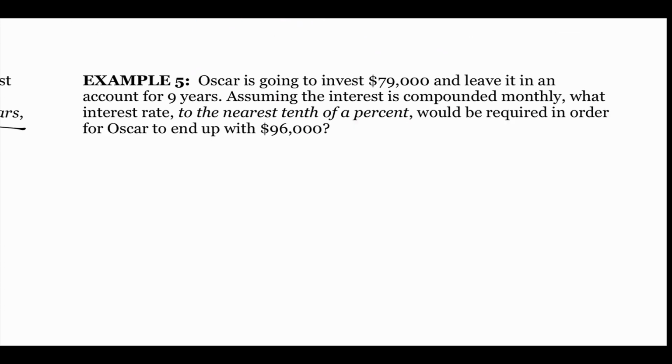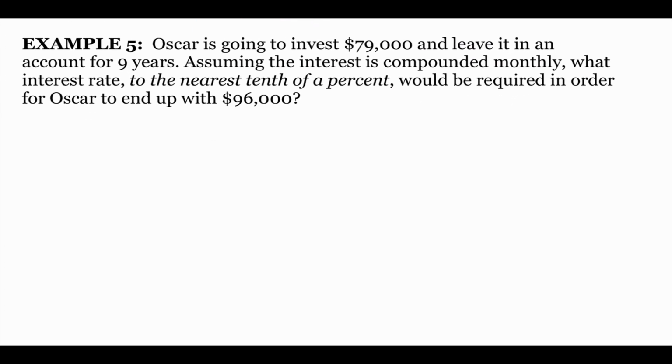Okay. All right, last one. They're missing something. This one's missing something too. They're always missing something. What are they missing? Oscar is going to invest $79,000 and leave it in an account for 9 years. So we know he starts with $79,000 and we know he's going to keep it in for 9 years. Assuming the interest is compounded monthly, how many times in 1 year is monthly?